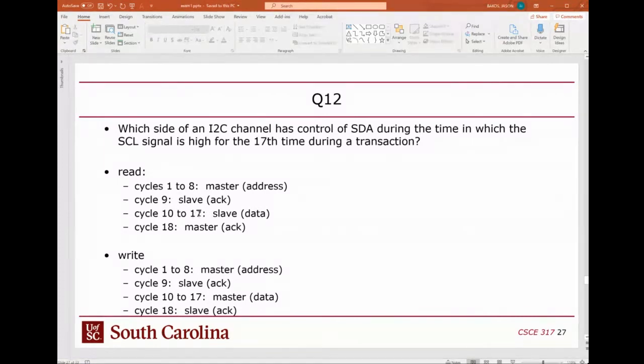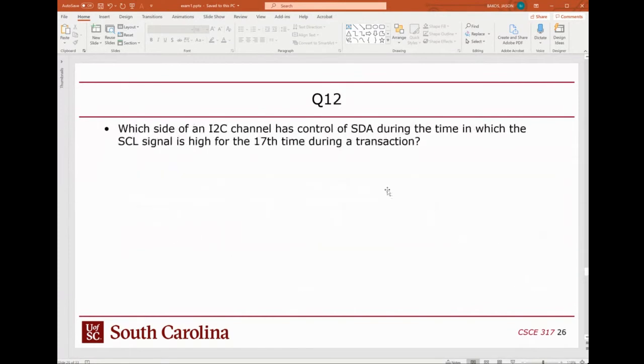The only thing we care about, though, obviously, is cycle 17. So basically, the answer is if it's a read, the slave is in control, and if it's a write, the master is in control. So that's the 17th clock cycle.